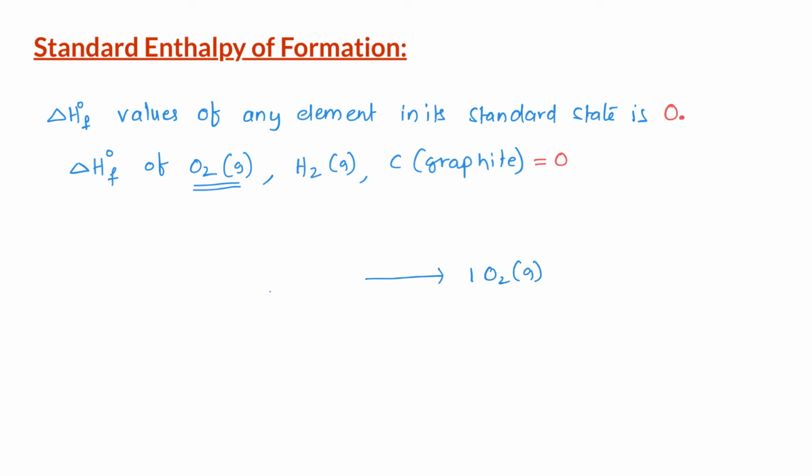The given molecule of oxygen has only oxygen atoms, and the most stable state of oxygen at 25 degrees Celsius and 1 atm is O2 gas. So, the given compound is already at its standard state. Therefore, we are not doing any reaction, and the enthalpy change for a non-reaction would be 0.